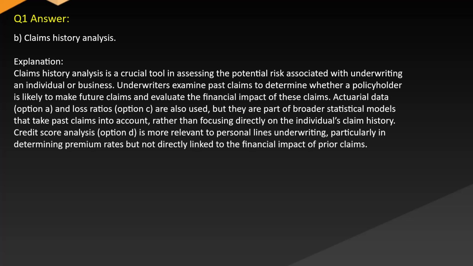of these claims. Actuarial data, option A, and loss ratios, option C, are also used, but they are part of broader statistical models that take past claims into account, rather than focusing directly on the individual's claim history. Credit score analysis, option D, is more relevant to personal lines underwriting, particularly in determining premium rates, but not directly linked to the financial impact of prior claims.